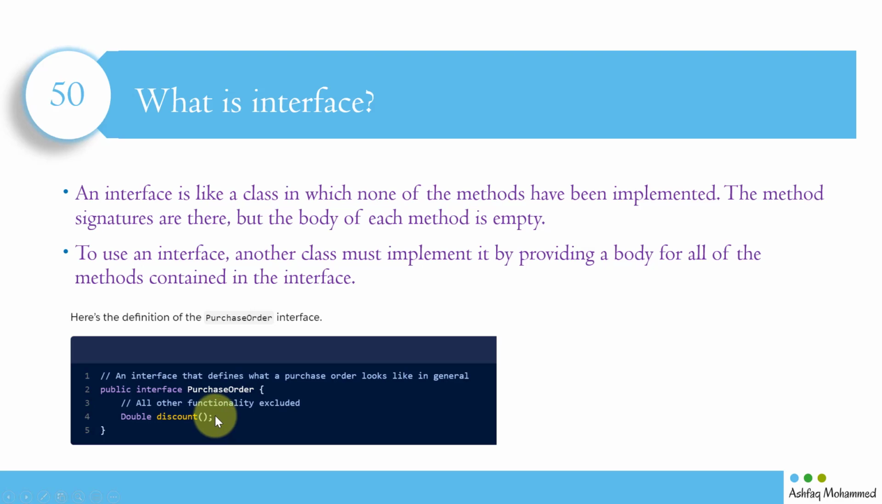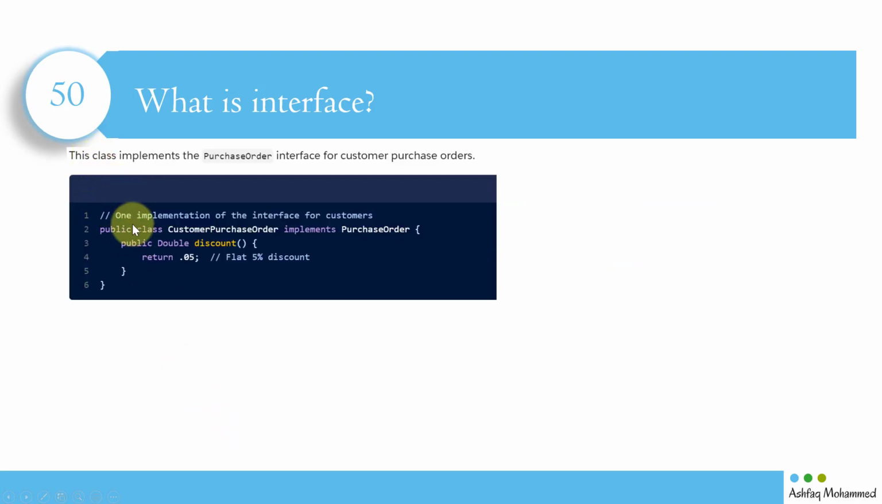So what I will do is go ahead, and in this example, this class implements the PurchaseOrder interface for customer purchase order. So public class CustomerPurchaseOrder implements PurchaseOrder. I'm implementing my interface PurchaseOrder, and here what I'm doing is public double discount, return 0.5. So a 5% discount I'm giving. To whom? I'm giving it to customer purchase orders.